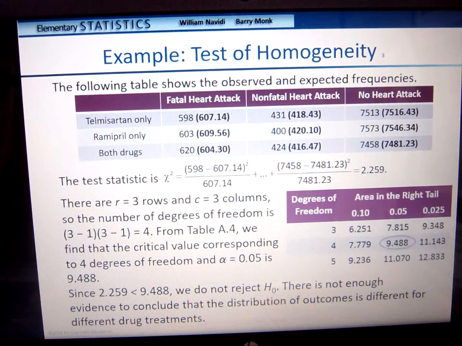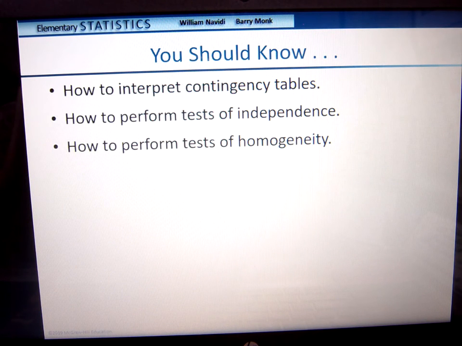So there you go. You should know how to interpret the contingency tables, how to perform tests of independence, and how to perform tests of homogeneity. And that is all for 12.2. We're going to jump back to chapter 4, and I'll see you for that.